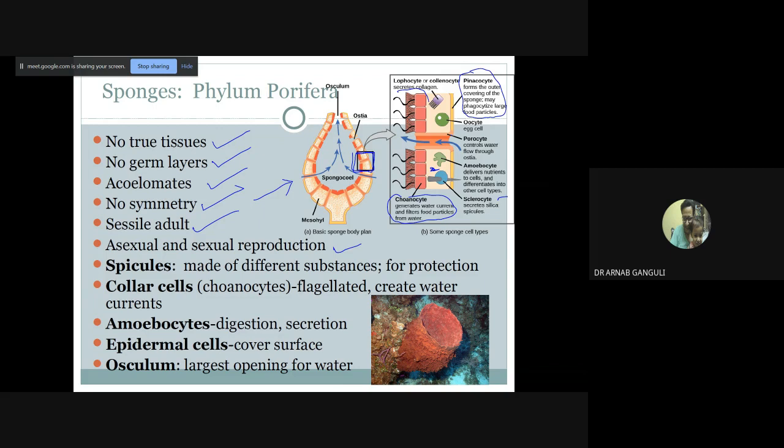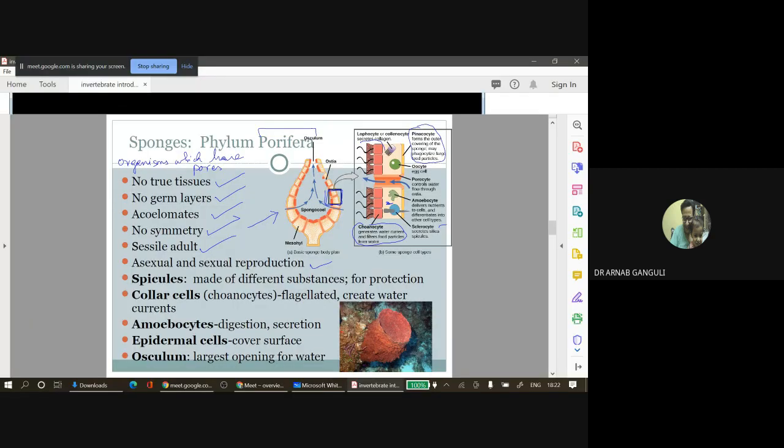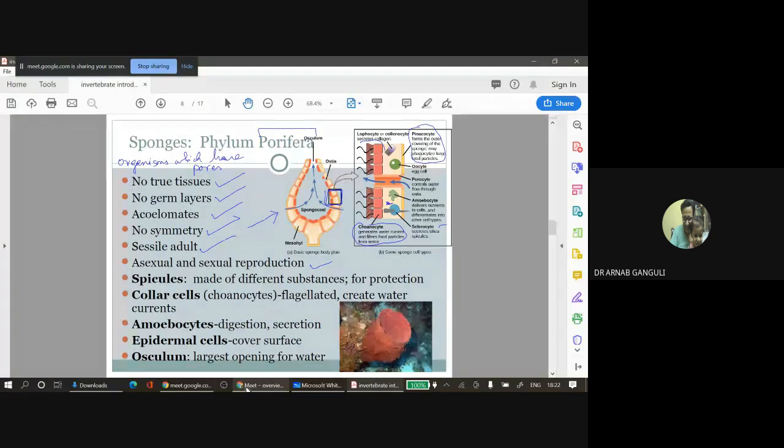So sponges or porifera are organisms which have pores on their body. I will talk in detail about these poriferans. So this is just an overview of the poriferans. Now let us see some pictures of poriferans on the internet.